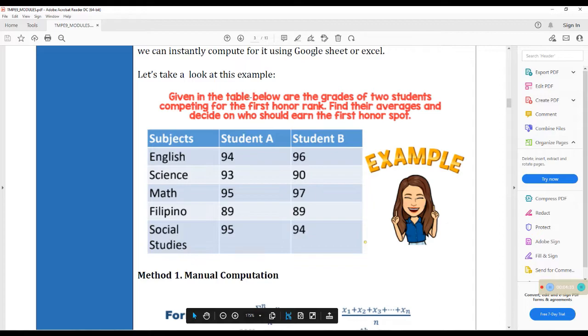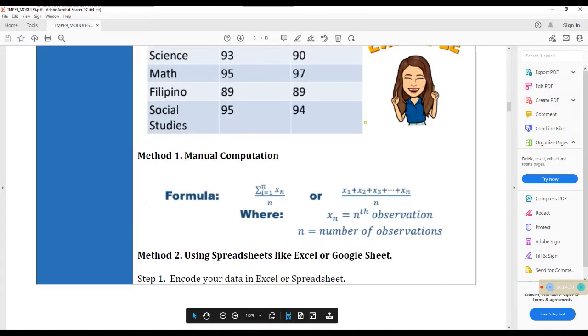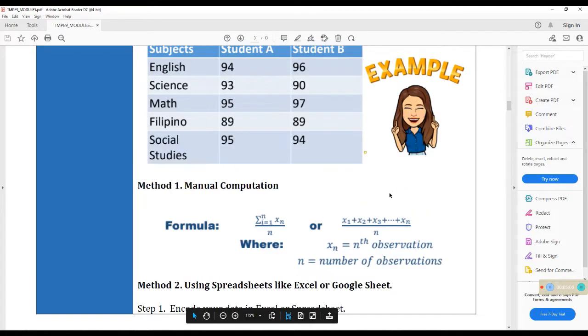So let's take a look at this example. So this is the table of the grades of 2 students competing for first honor rank. So, paano natin mahahanap kung sino yung deserving na maging first honor sa kanila? So, we are going to find the average of the 2 students, student A and student B. Yung mga gusto pong mag-manual dyan, hindi ko na siya ipapakita sa video. Pero ito yung formula na pwede nyong gamitin. So, i-add nyo lang lahat ng observation at i-divide nyo lang sa number of observation.